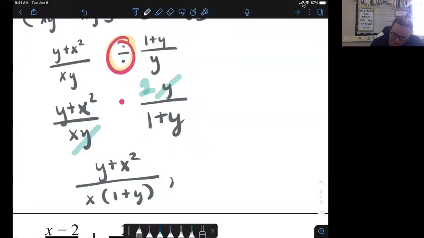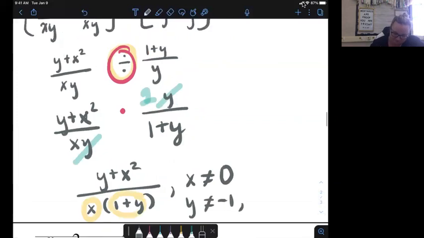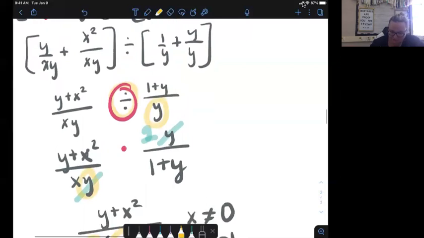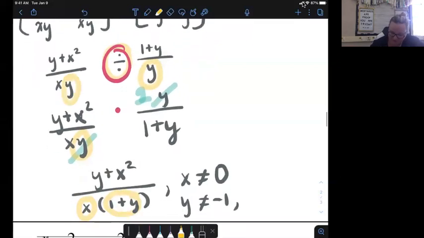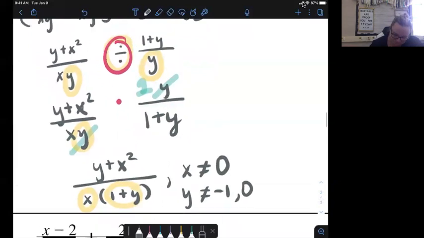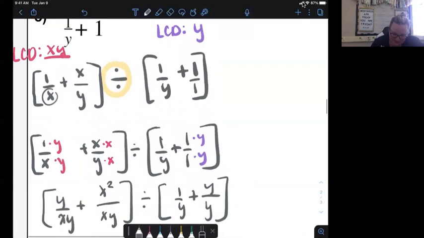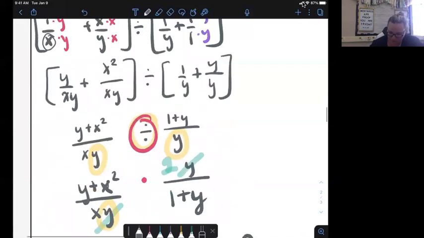But now we need to state what x and y can't be. So right away, I see that x can't be 0. y can't be -1 because 1 plus -1 would be 0. And then we have a y in a denominator here and here, so y also can't be 0. That's not allowed. And I think that's all the ones we need to worry about. We already said x can't be 0. All right, there we go.